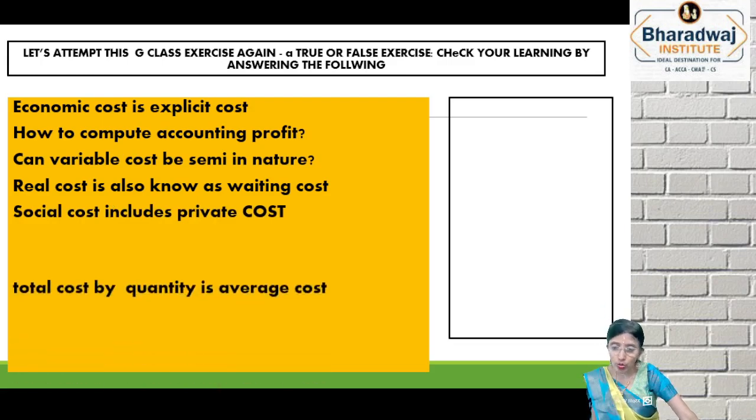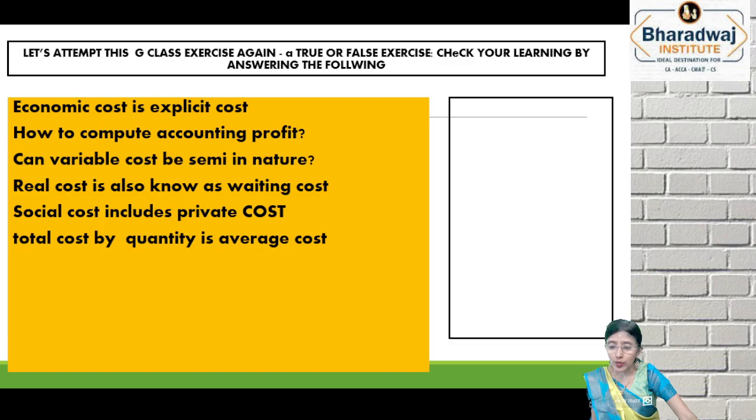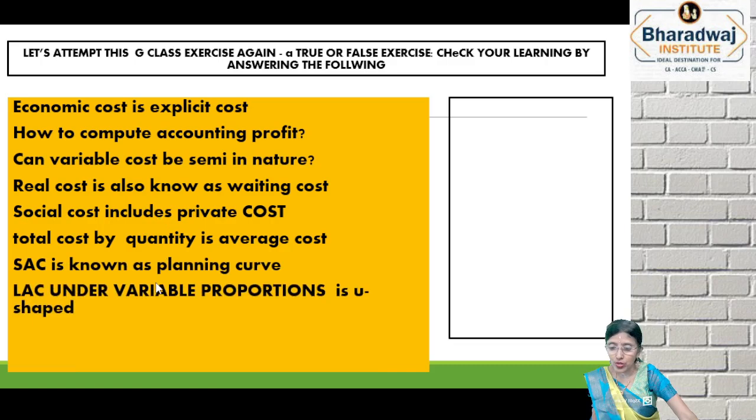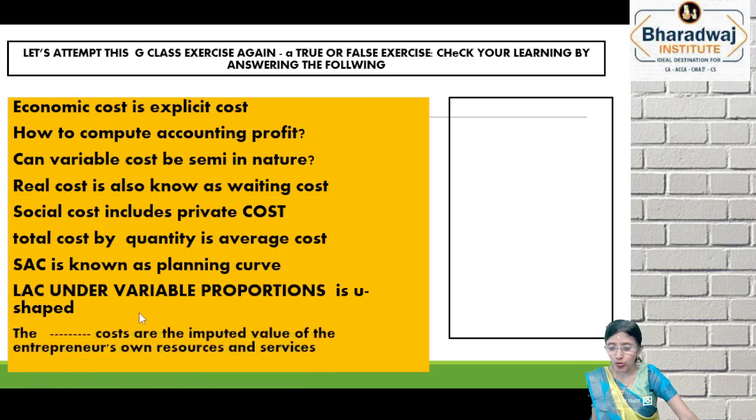Does social cost include private cost? Total cost by quantity is average cost, yes or no? SAC is known as planning curve, yes or no? LAC under variable proportion is U-shaped, yes or no? Or true or false? Dash costs are imputed value of the entrepreneur's own resources and services.